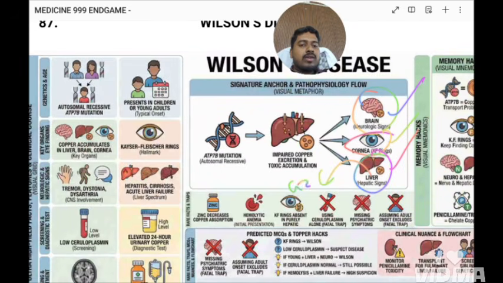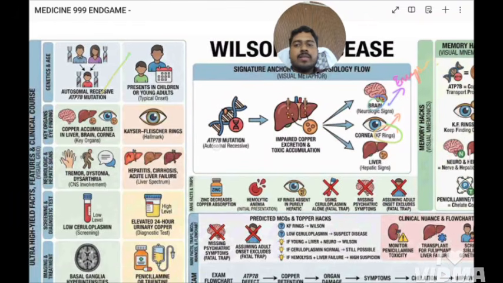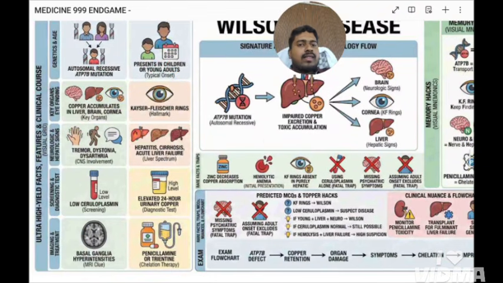In the liver it leads later to cirrhosis, in the cornea it leads to KF ring, and in the brain it leads to encephalopathy. Okay, so it is autosomal recessive, presents in children or young adults. Copper accumulates in these 3 organs. Hence, it is also known as cerebrohepatic lenticular disease.